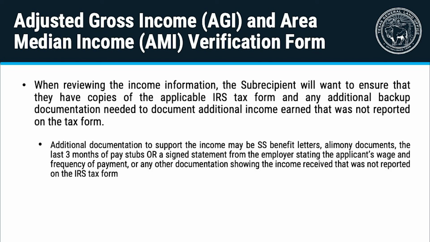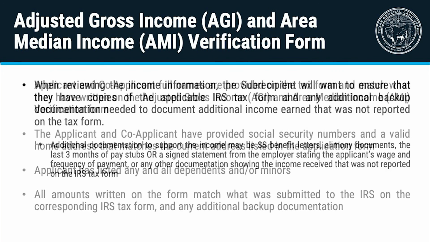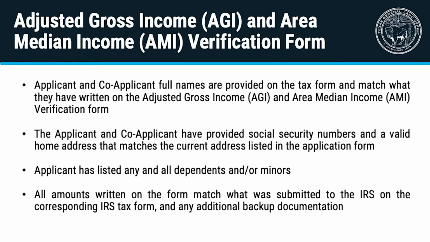Additional documentation to support the income may be Social Security benefit letters, alimony documents, the last 3 months of pay stubs, or a signed statement from the employer stating the applicant's wage and frequency of payment, or any other documentation showing the income received that was not reported on the IRS tax form. Subrecipients will also want to ensure that applicant and co-applicant full names are provided on the tax form and match what they've written on the adjusted gross income and area median income verification forms.